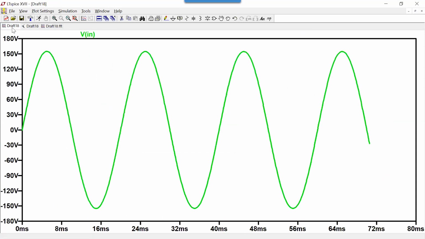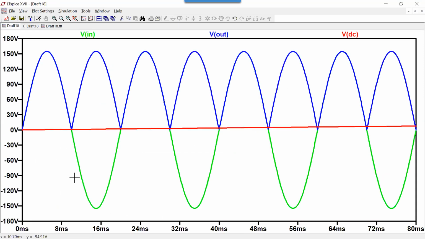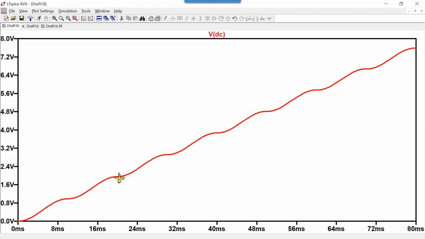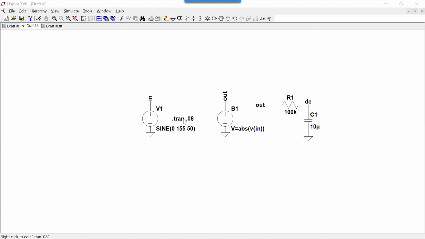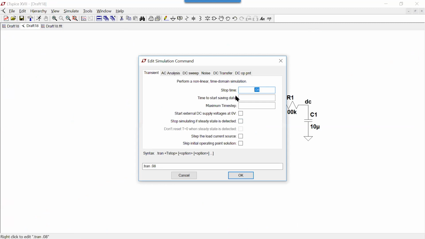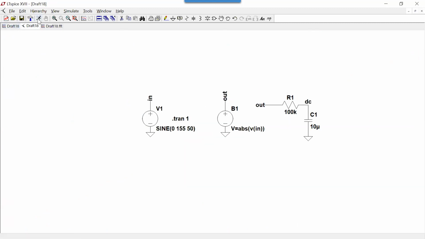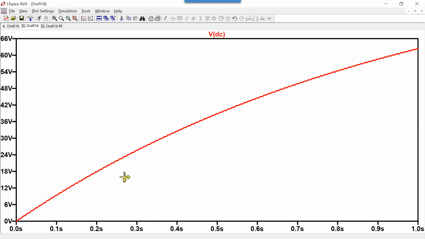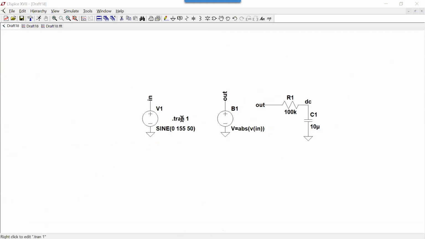Let's see how that works. Doesn't work very well at all. What's going on? Well, I can see this kind of ripple, and it's rising. Let's let it run for a second. It's going somewhere, but it's not gotten there yet.